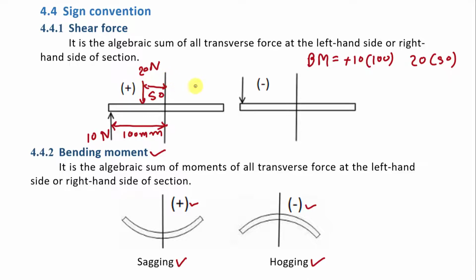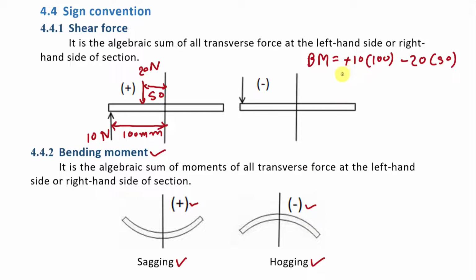So we will take it negative. So it will be minus 20 into 50. And you can also understand it like this, that if we are going to apply 20 Newton in the downward direction at the left hand side of this section, then this beam is going to be bent like this. So there will be hogging in the beam, and we will take that bending moment as a negative.